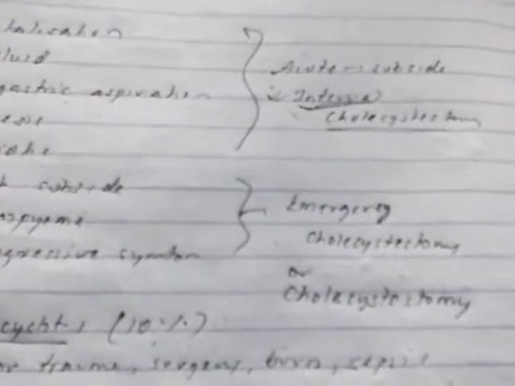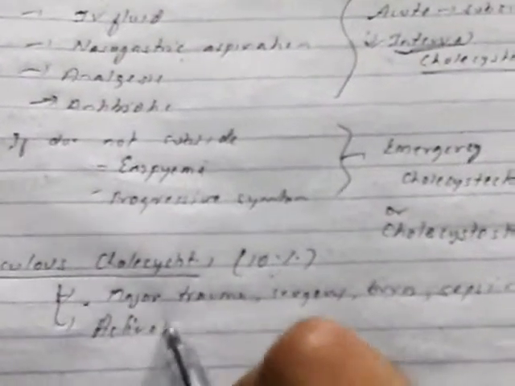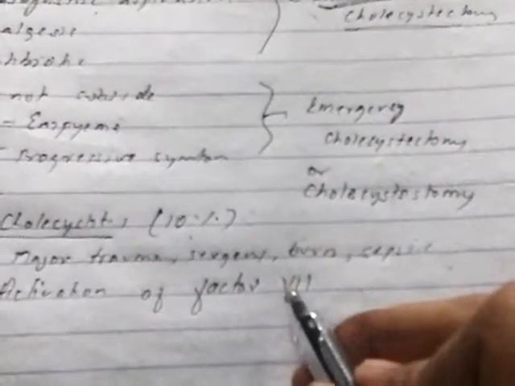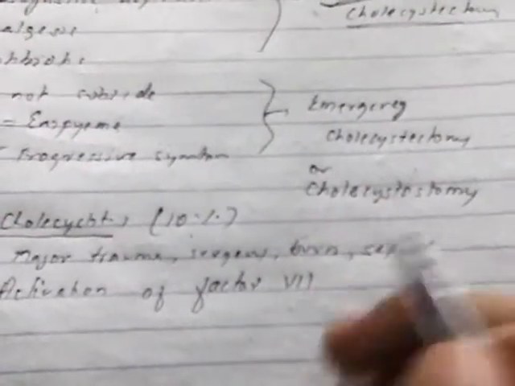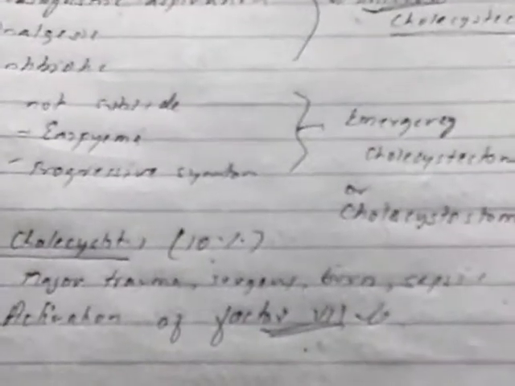Some also say that it is due to activation of factor 7. Factor 7 activation may be the cause; I don't know much about this. In major trauma, surgery and burns, acute cholecystitis and other things are similar to calculus cholecystitis. What can be the complications?